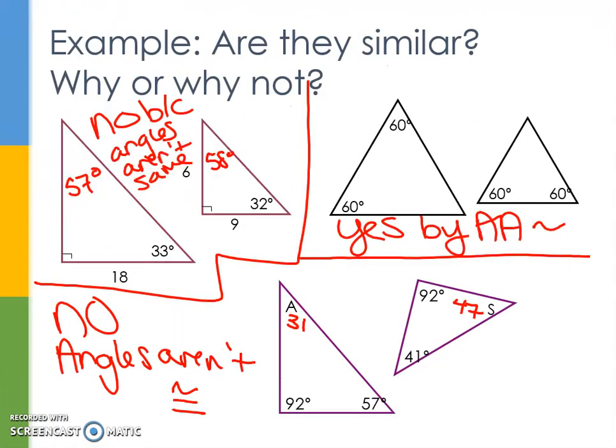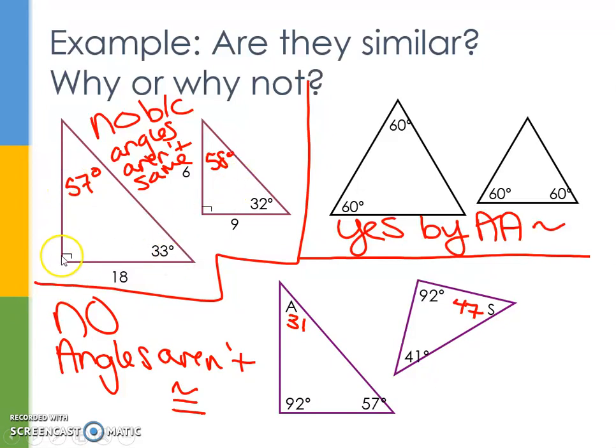So, are they similar? Why or why not? We're going to look at these two shapes. These are triangles. This triangle and this triangle, here you have 33 and 32. You have 9 and 8, and you have 6, and then you have 90, 90.